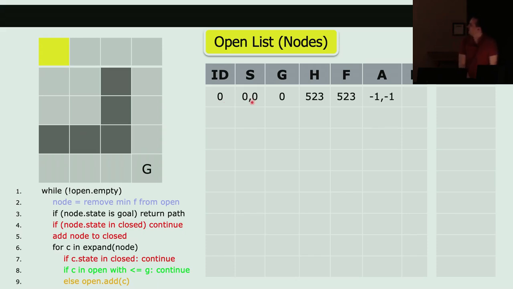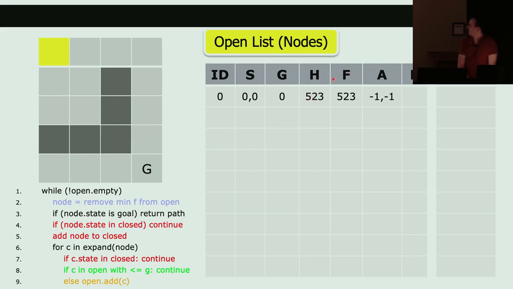This is the state of the node. So currently this is state 0, 0. This is the G cost of that node. Since we haven't taken any actions to get here, the G cost is 0. H is the diagonal Manhattan distance guess at how far we have left to go toward the goal. So this is 141 plus 141 plus 141 plus 100, which I hope is 523.